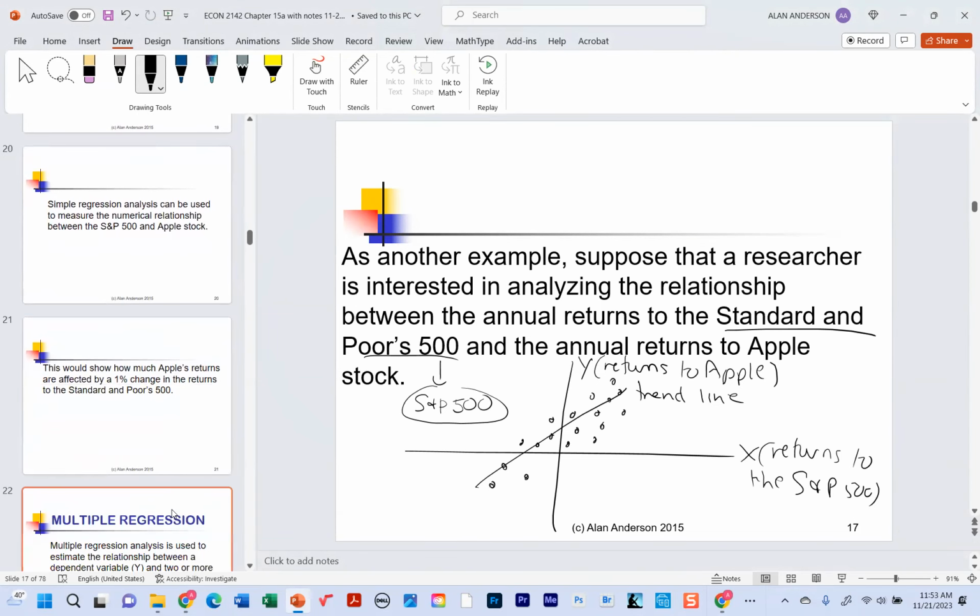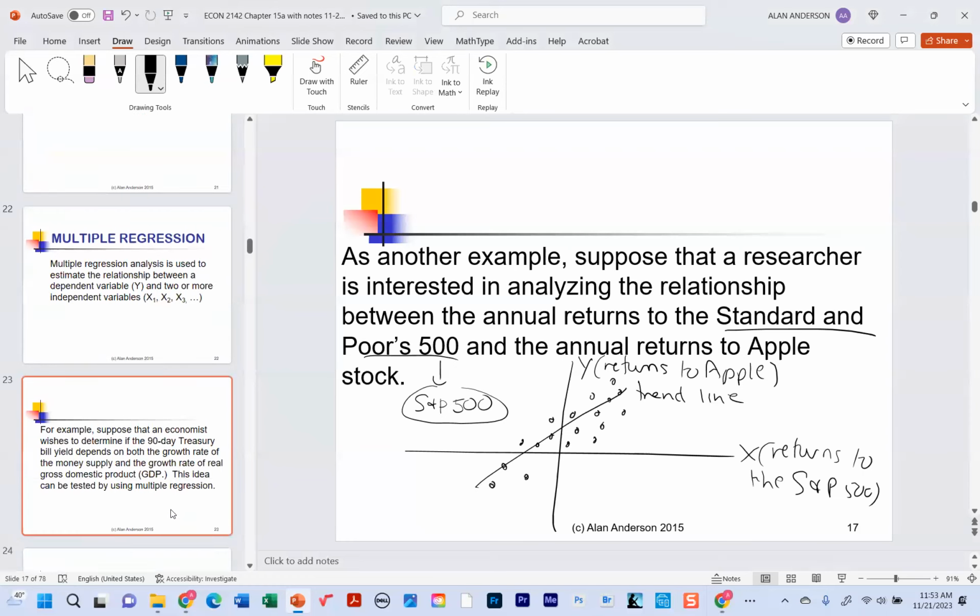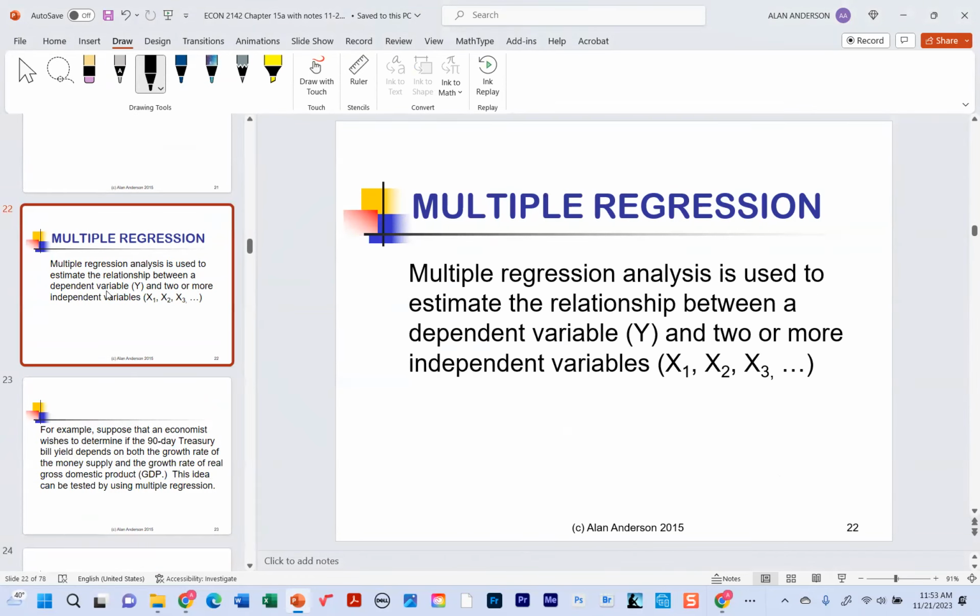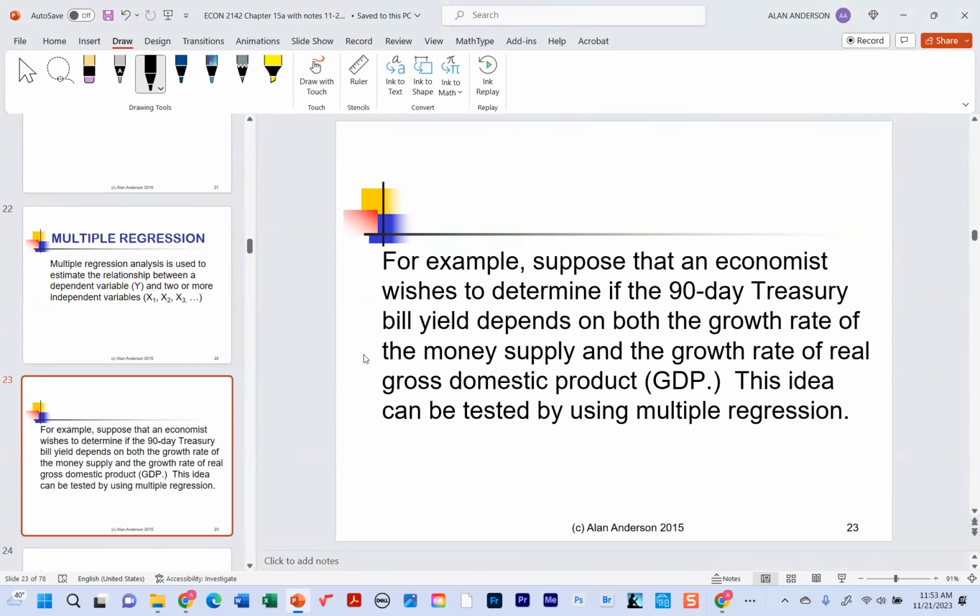All right, so now I think we understand what this is all about. And like I said, multiple regression would mean that there's two or more independent variables. Let's take a look at a quick example of this. This is straight from economics. What if we're trying to study the relationship between the yield on a 90-day treasury bill?